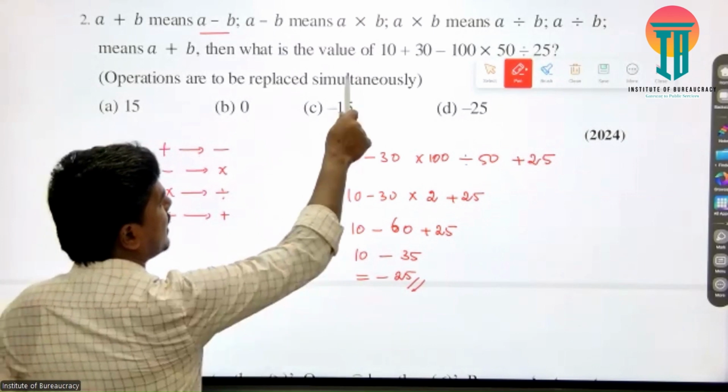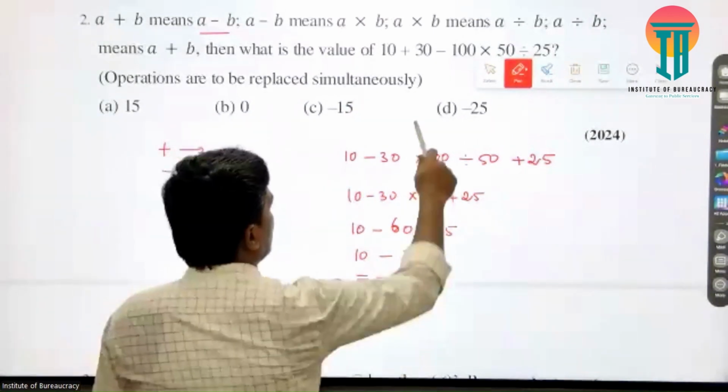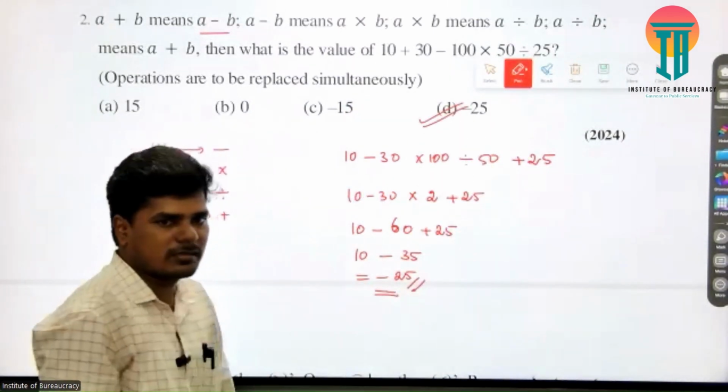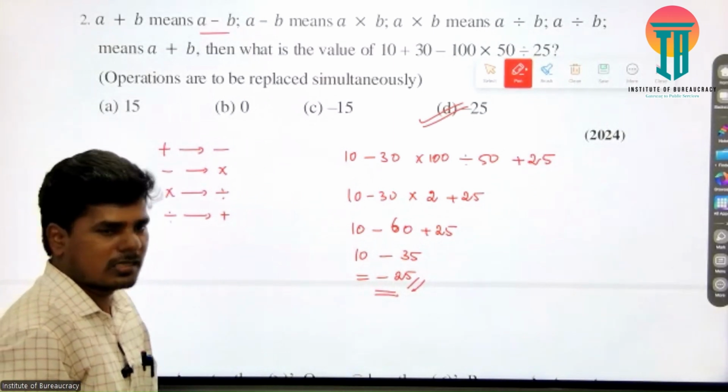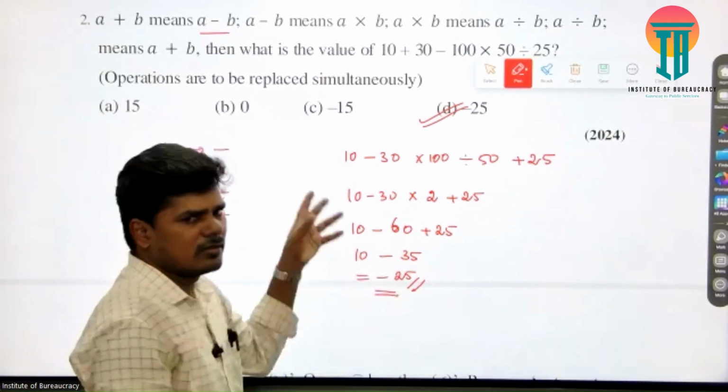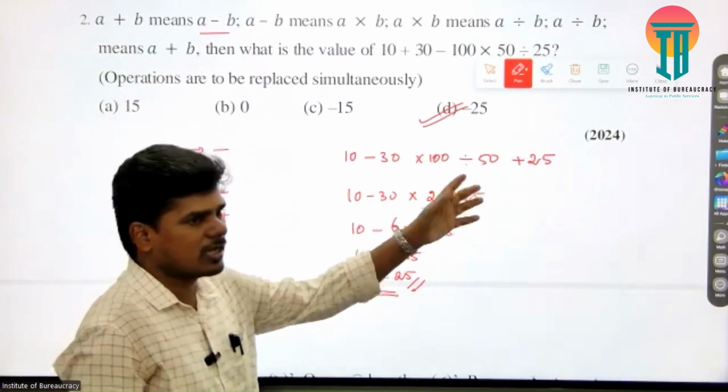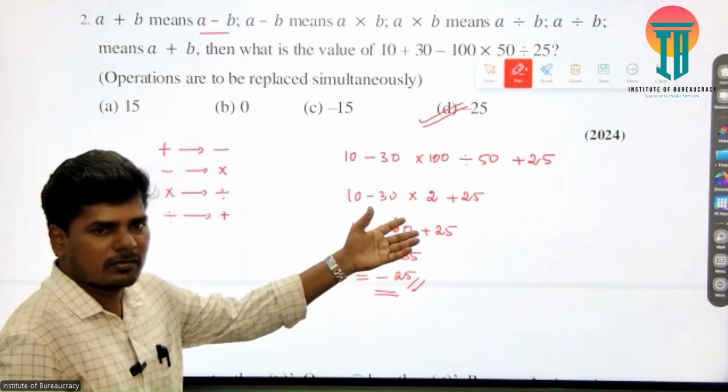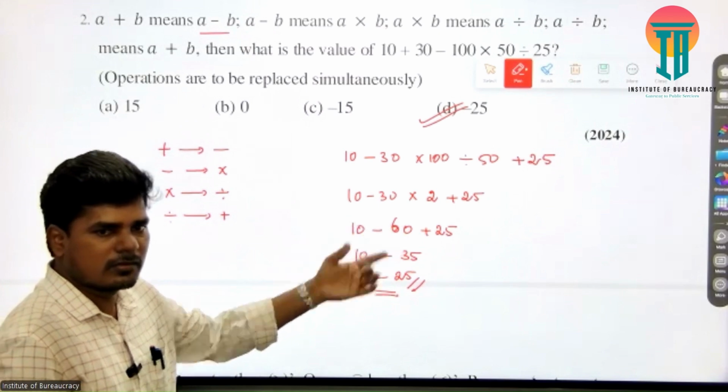Okay. So for this expression, the value is what? Minus 25, minus 25. Okay. Just we are applying the BODMAS rule. This is also 24 question, last year question only. Okay. Simple. Will you go to the next?